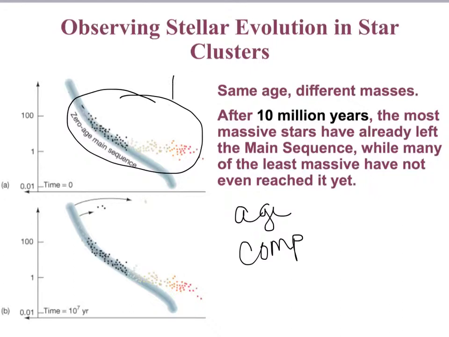Here you can see that you have stars that haven't even reached the main sequence yet. But then after 10 million years, we begin to have this turn-off point. So the most massive stars have begun to turn off. And here we can see our lowest mass stars after 10 million years are beginning to move on to the main sequence.